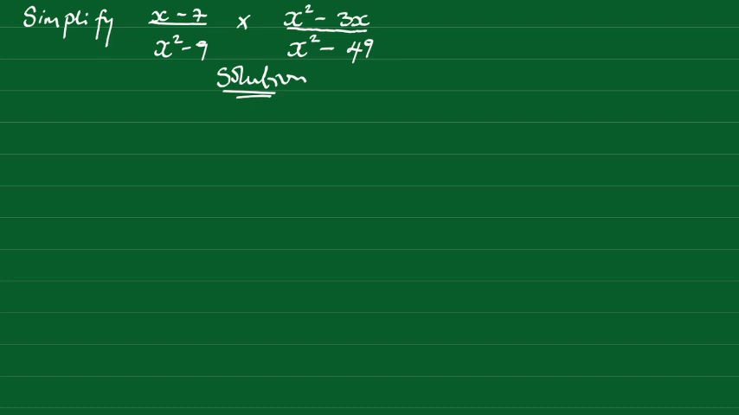Now we'll copy out our expression again. We have (x minus 7) divided by (x squared minus 9) times (x squared minus 3x) divided by (x squared minus 49).